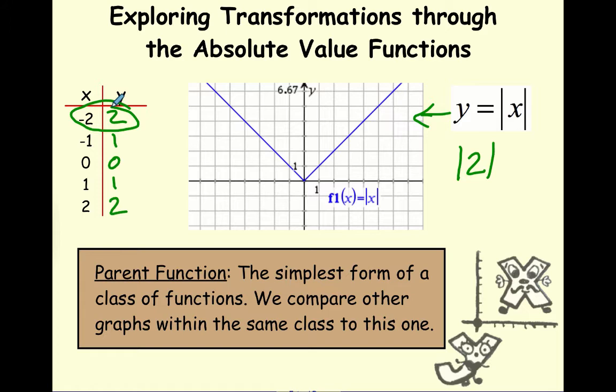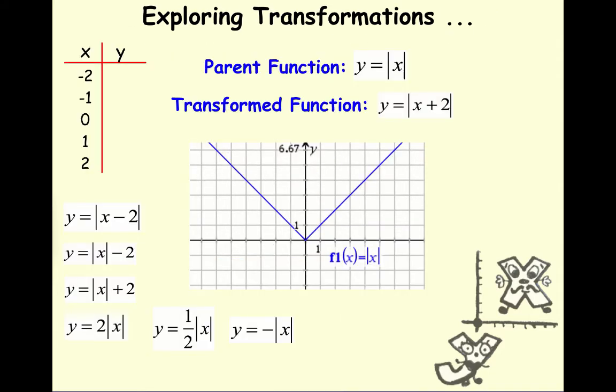So if I go to -2, 2, this would be -1, 1, 0, 0, also known as the origin, 1, 1, and 2, 2. If I were to continue in that pattern, I see that I'm getting points right there and right here. So this is the parent function of the absolute value function. Now let's see what happens when we do things to the parent function. So this is called my transformed function.